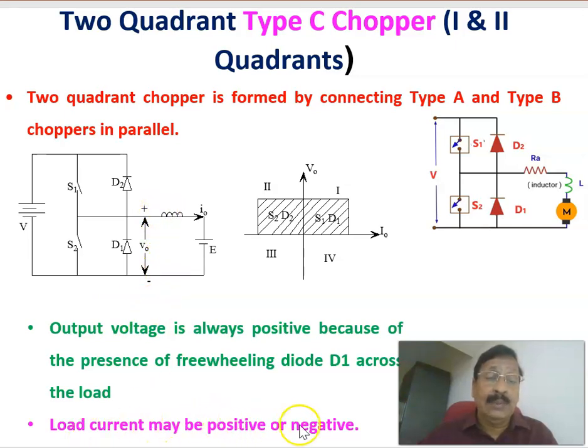And the load current may be either positive or negative. The load current can be in this direction, or it can be in the opposite direction. Here the current is positive or negative, and here the voltage will always be positive.